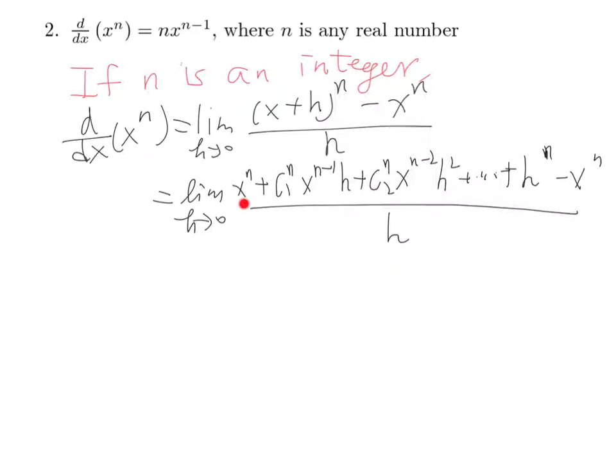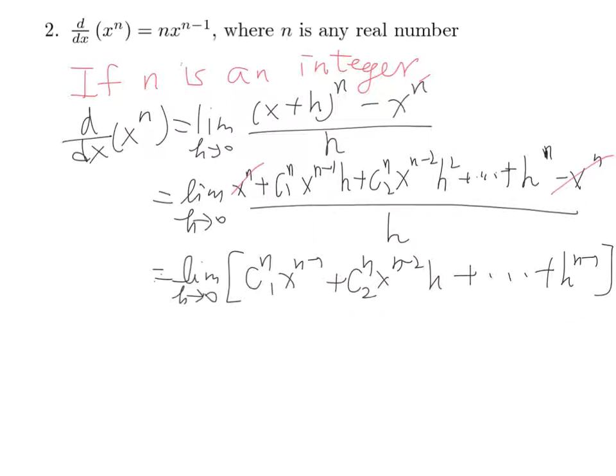We can use the binomial theorem to expand the nth power of x plus h. It is x to the power n plus nC1, that is n, times x to the power n minus 1 times h, plus nC2 x to the power n minus 2 times h squared, plus all the terms up to the last term h to the power n, and then minus this x to the power n. Then we can cancel out x to the power n, and every term left is a multiple of h, so we can cancel the h with the denominator.